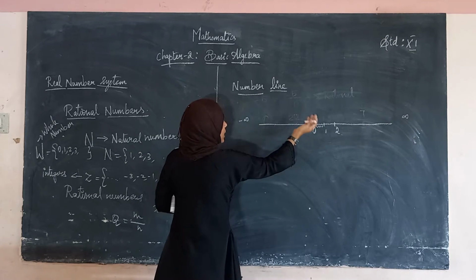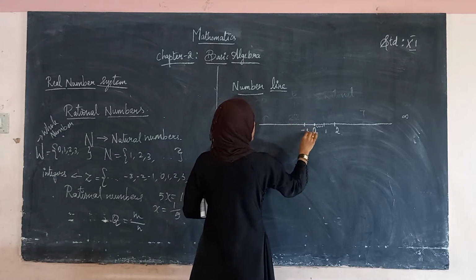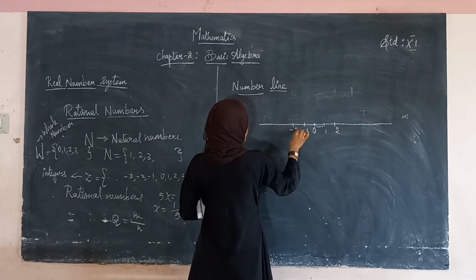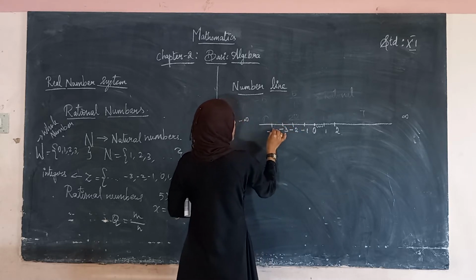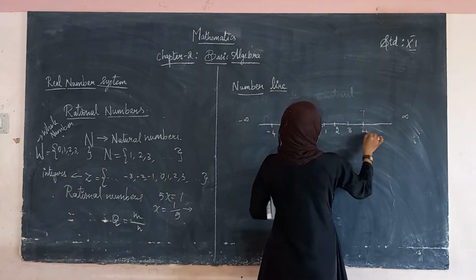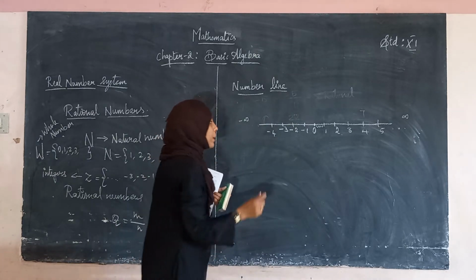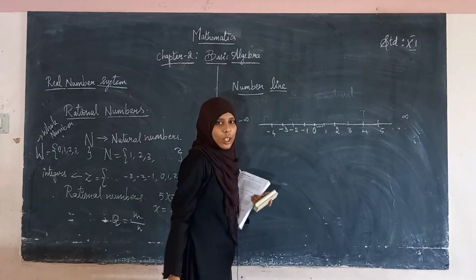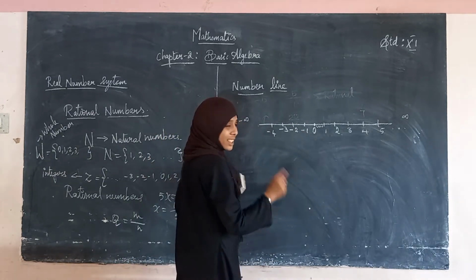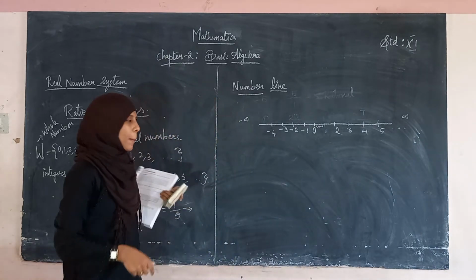And the element before 0 is minus 1. It goes on like this: minus 2, minus 3, and so on till infinity, and here 3, 4, 5, going on till infinity. But the only thing is the numbers are placed at a unit distance, the same distance from one element to another element. This is said to be the number line.